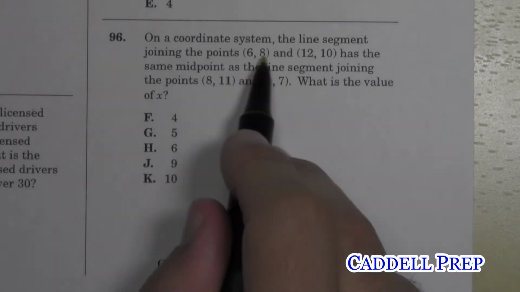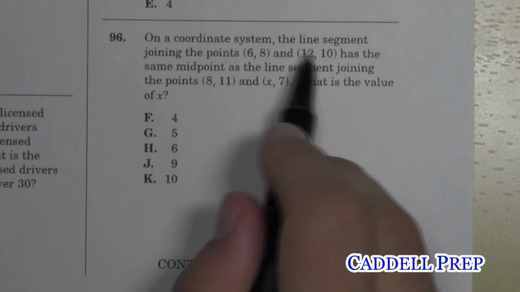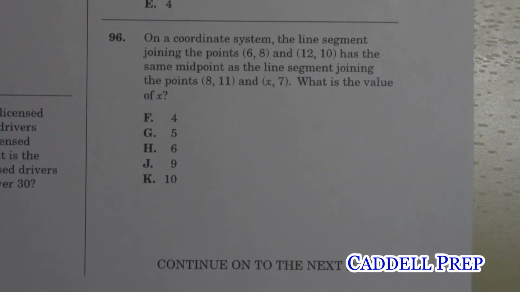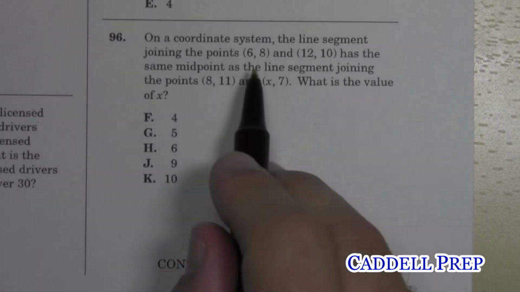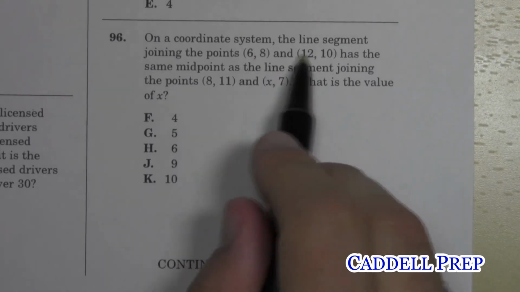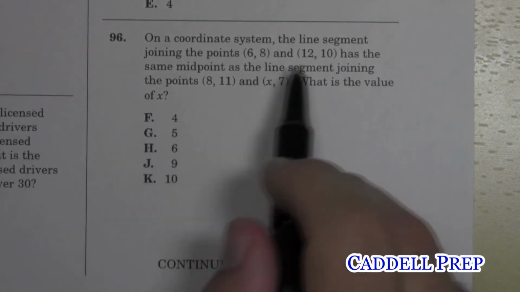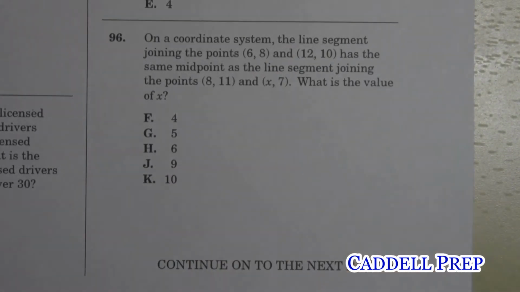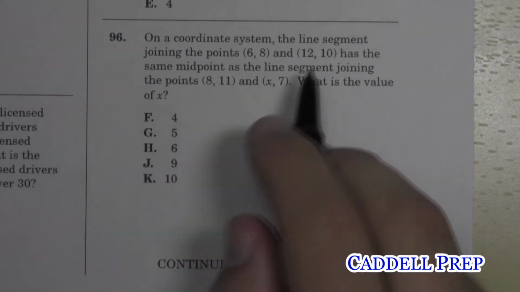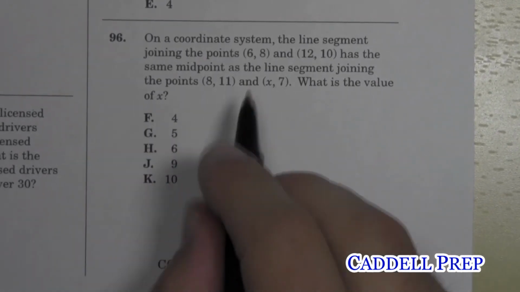So the first thing we should do is find out what the midpoint is, and we could use these 2 points. The midpoint of 2 points on a coordinate system is simply the average of the x values. That'll give us the x coordinate, and the average of the y values will give us the y coordinate of the midpoint. So let's find out what that midpoint is.